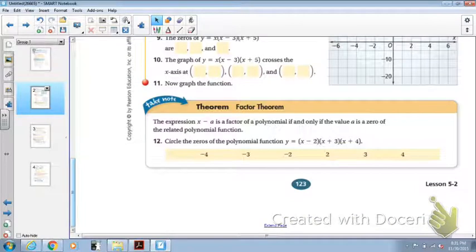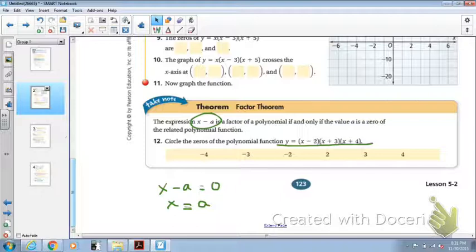All right, we're going to try this last one here, the factor theorem. The expression x minus a is a factor of a polynomial if and only if the value a is a zero of the related polynomial. So let's say that's our factor, and so we have x minus a equals 0. If I solve for x, I get x equals a by bringing a to the right side. That would mean that a was a zero of my polynomial. It wants us to circle the zeros of this given polynomial. All we do is set each factor equal to 0 and solve. And those will be our zeros.